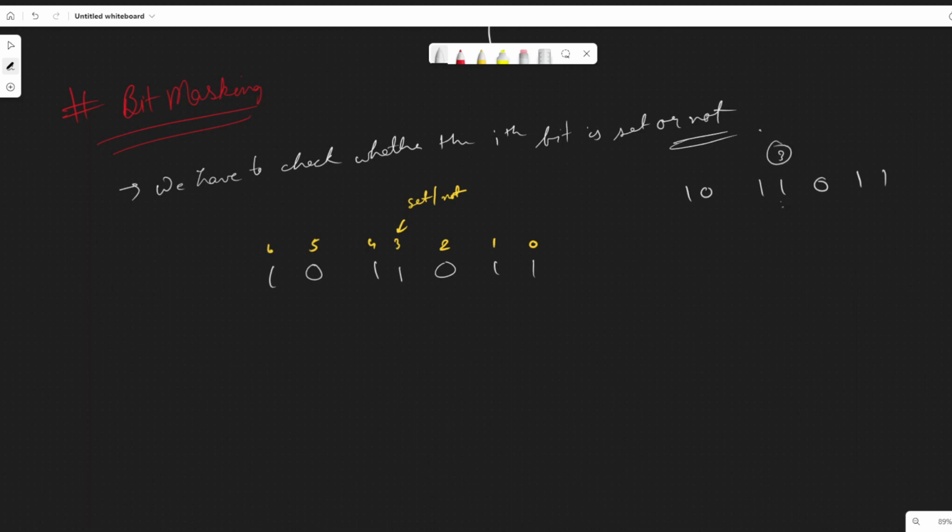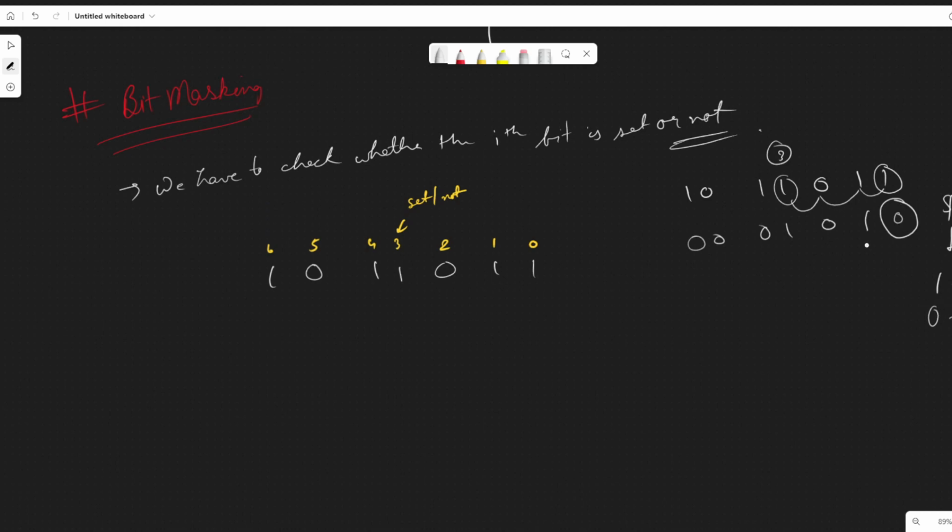We can right shift this bit till it reaches here. Suppose we have to shift it by 3. So it comes 1 2 3. So this one comes here, others are zeros. We have to shift it by 3. And after that we have to make an AND operation with 1. If it gives 1, then the bit is set. If it gives 0, then it is not set. If suppose here it is 0, so 0 and 1 in AND operation gives 0.